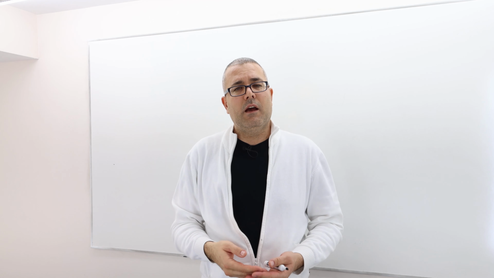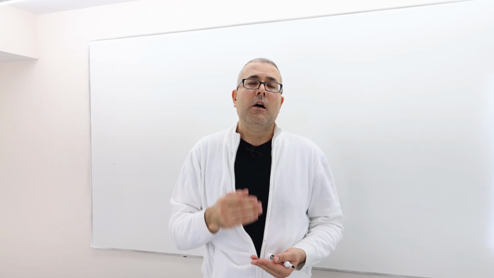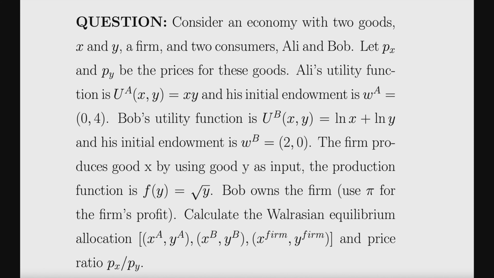All right, guys, now I'm going to solve the second problem. It's actually the same problem with production. So here's the problem. Here is the same question with a production function. Consider an economy with two goods, again X and Y, a firm, and two consumers, Ali and Bob. Again, Px and Py are the prices for these two goods.